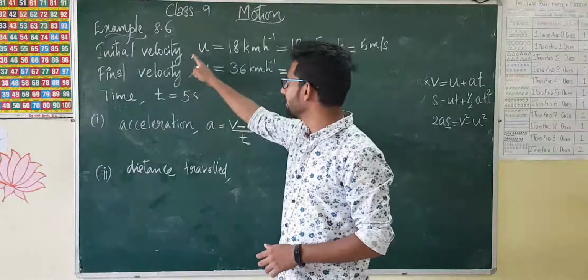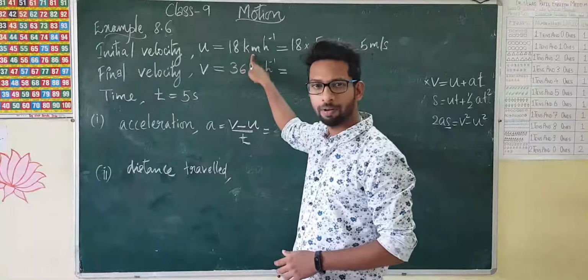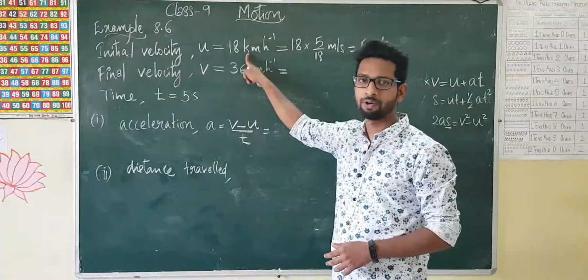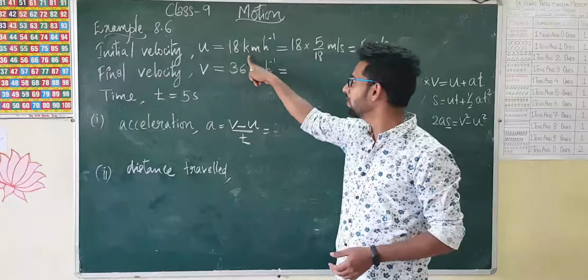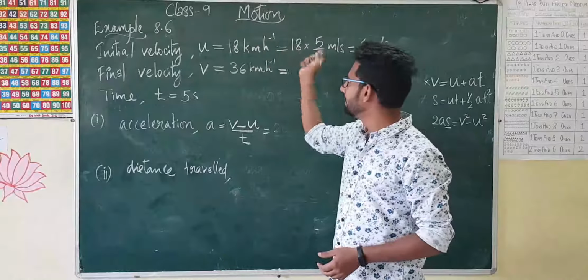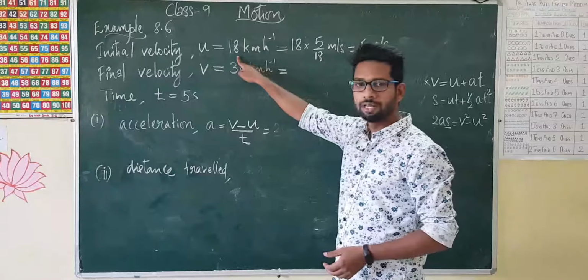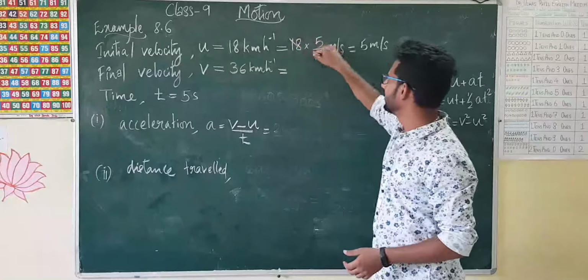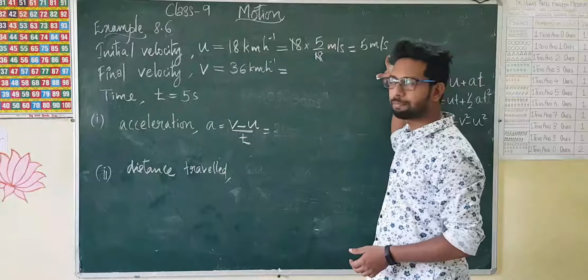The initial velocity u equal to 18 km per hour. This is not in SI unit, so we have to convert into SI unit. What is the SI unit of speed? Meter per second. So we have to convert into meter per second. Multiply the quantity given in kilometer per hour by 5 by 18. We can cut down this 18 and 18. Then we will get 5 meter per second.